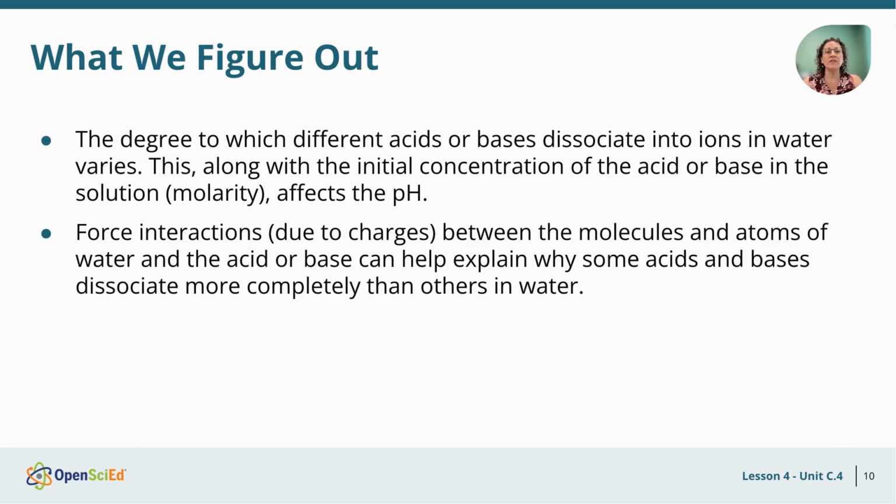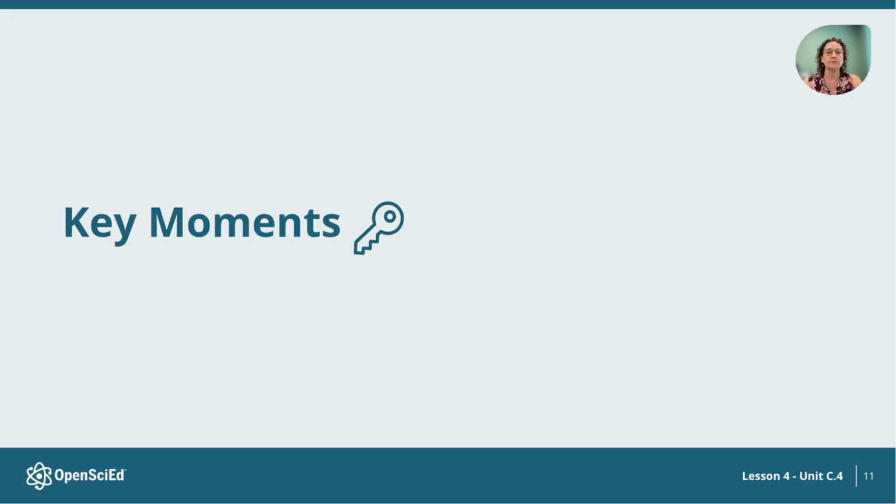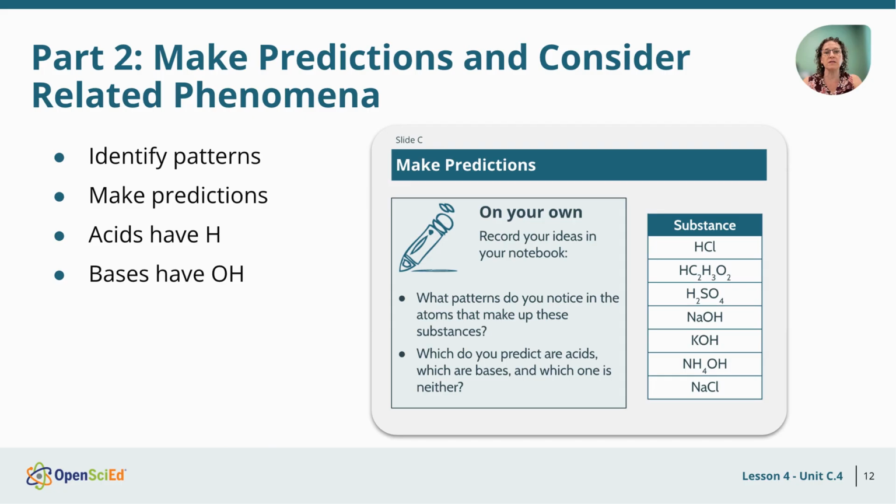We figured out that different acids and bases break apart into ions in water by different amounts. This, along with how concentrated the solution is, affects its pH. The attraction between water molecules and acids or bases helps explain why some acids and bases break apart more completely than others in water. And now for a few key moments.